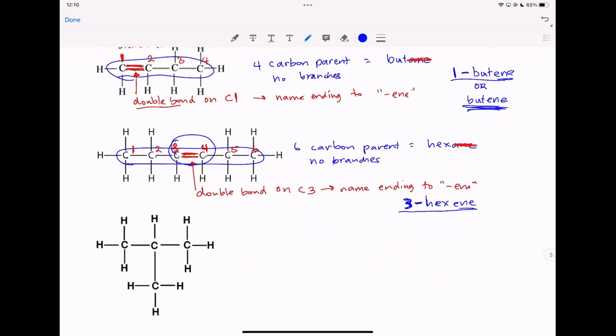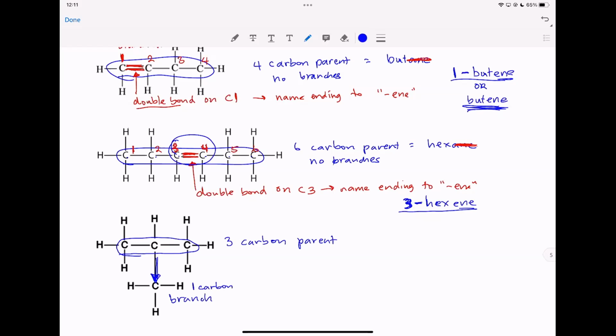Okay, and let's look at this next example. We've got to find the longest continuous chain. Now it's normally going to be just going straight across. So just going straight across, you've got this 3 carbons, and then this is a branch. So this is a branch off that main carbon chain. So this is a 3 carbon parent chain. And this is a branch that is 1 carbon long. So it's a 1 carbon long branch. It's not very long, right?